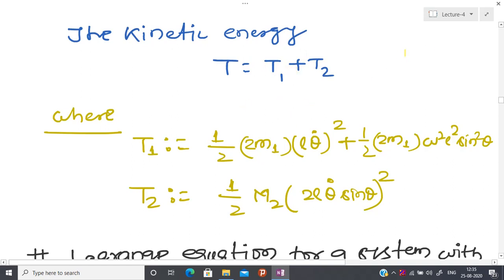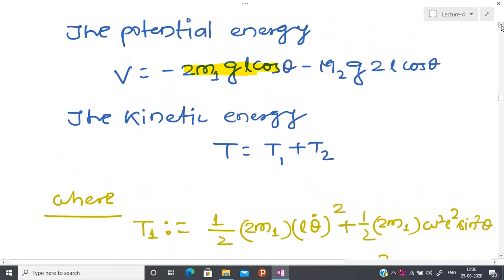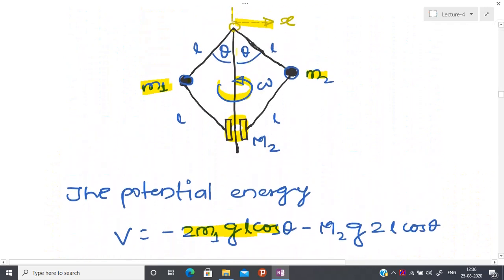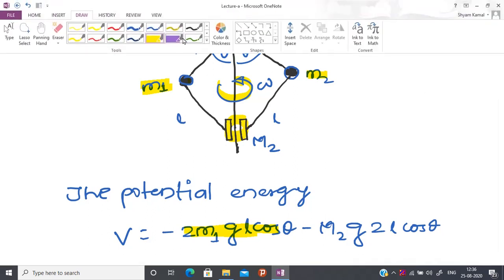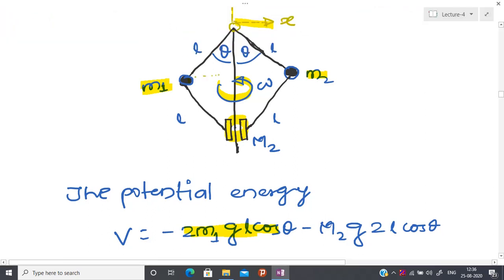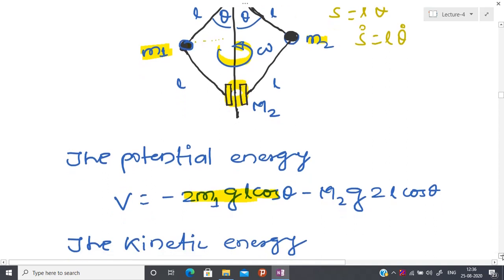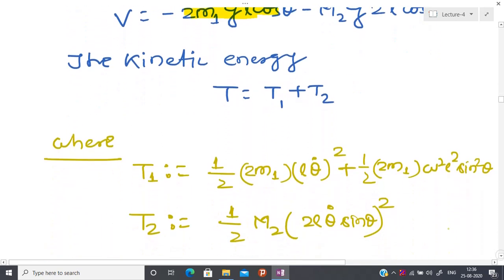I have already told you that I have selected theta here, but in order to calculate the velocity, if I know L, then I have to talk about this distance, and this is s equal to L into theta. So s dot, that is called velocity, because we are talking about the linear velocity, and that is nothing but L into theta dot, and due to that reason the half m v square kind of relation comes into the picture.